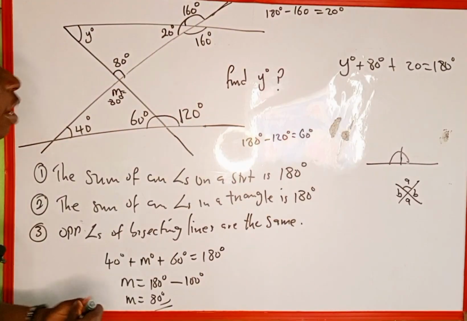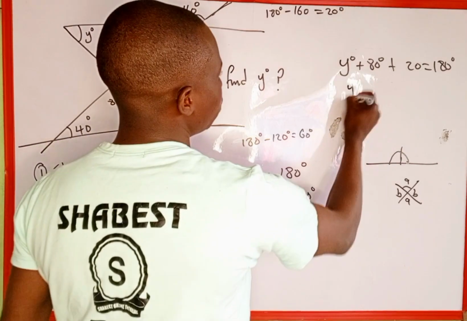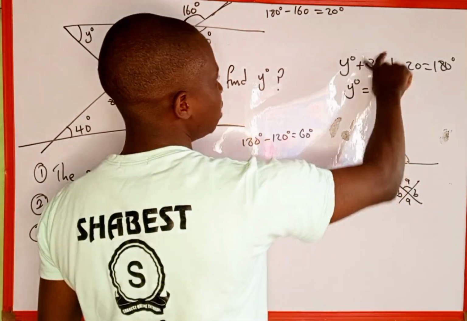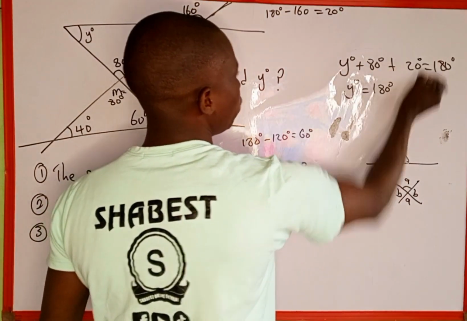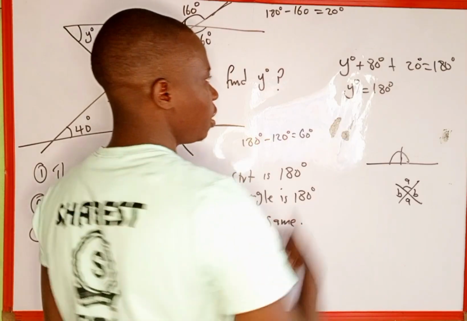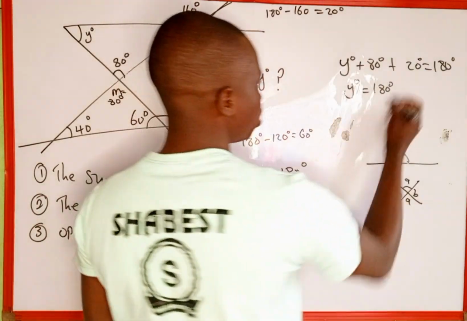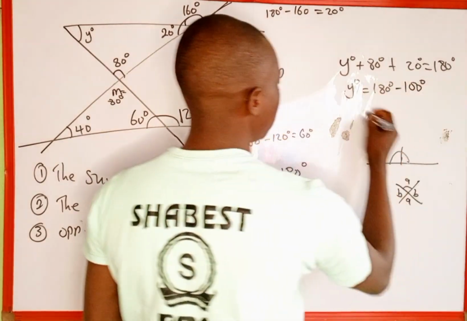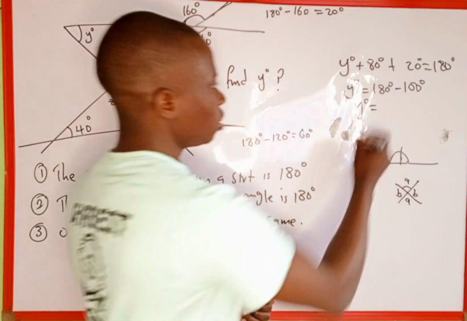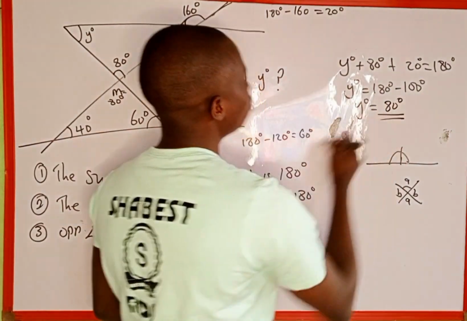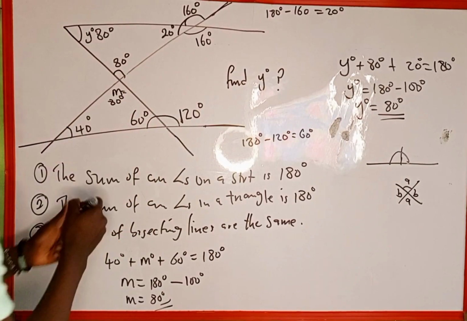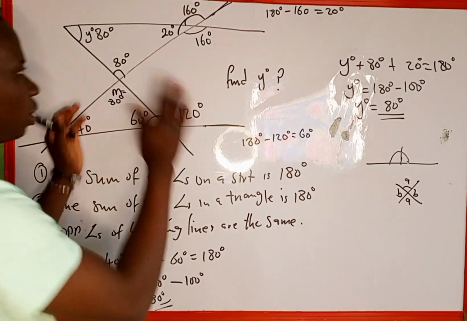Now we're going to solve for y. So y degree will be equal to 180 degree, then we transfer 80 degree and 20 degree to the right hand side. 80 degree plus 20 degree is going to give us 100 degree. And when we take that 100 to the right hand side, it's going to be negative 100 degree. So y degree will be equal to 180 degree minus 100 degree, which gives us 80 degree. So therefore, y degree is 80 degree. This is how to find the missing angle in this diagram.